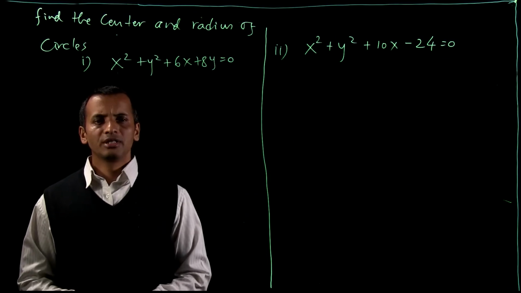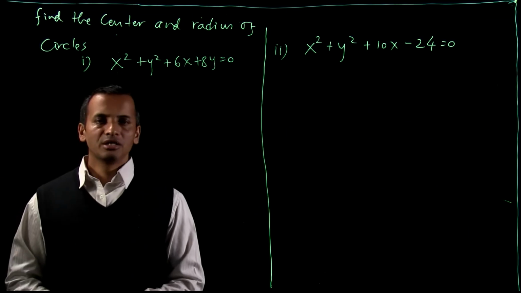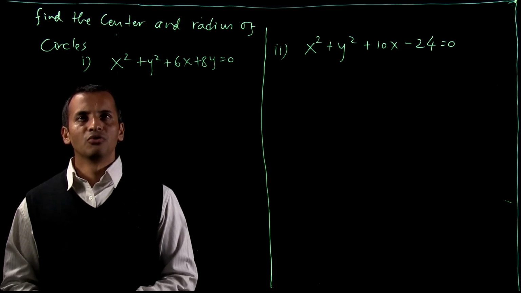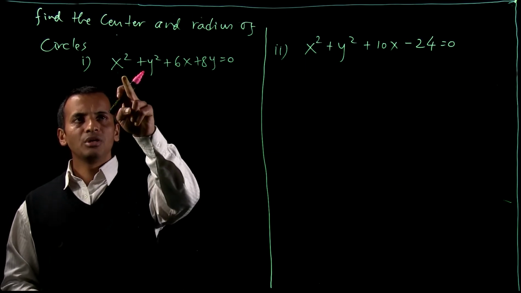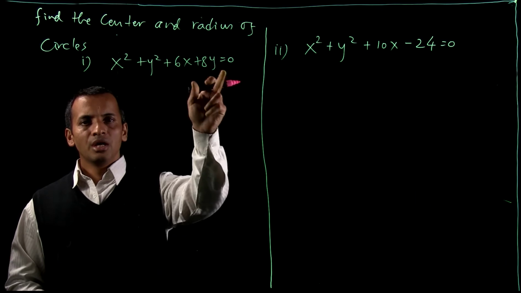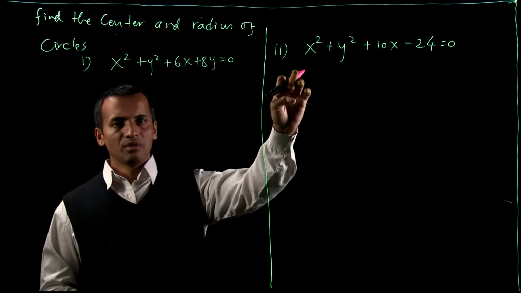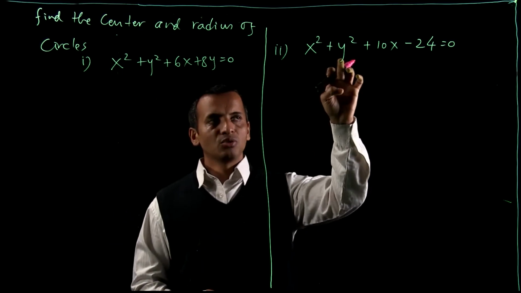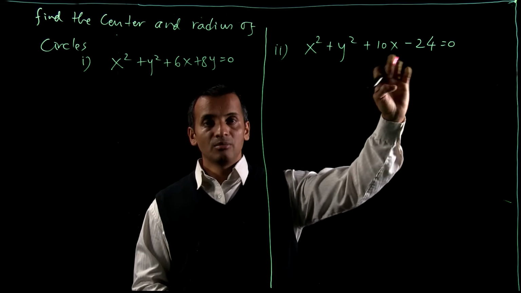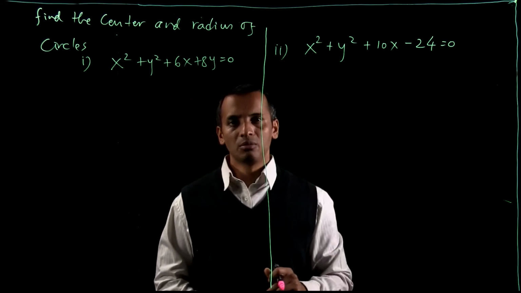Let me give you two more examples on how to find the center and radius of a circle whose equation is given in the general form. The first example is x squared plus y squared plus 6x plus 8y equals 0. You notice that there is no separate constant term, right? In the second example, you have x squared plus y squared and then 10x, but there is no linear term of y, but there is a constant. So how do we handle these two different types of problems?